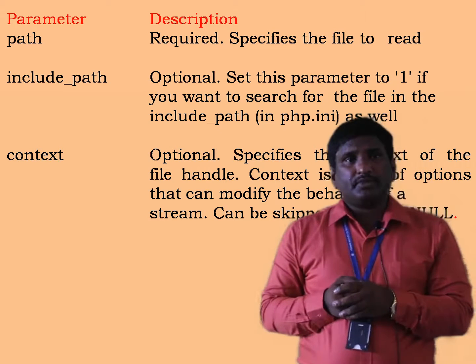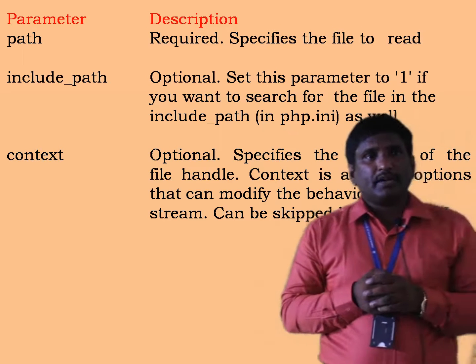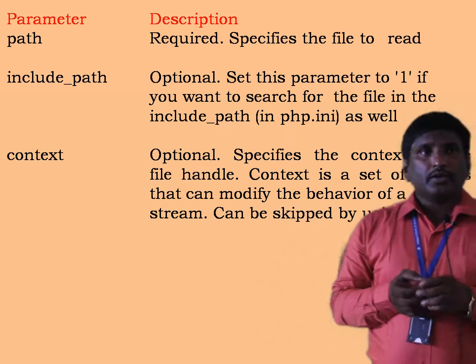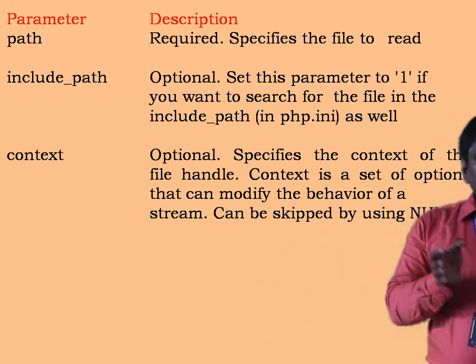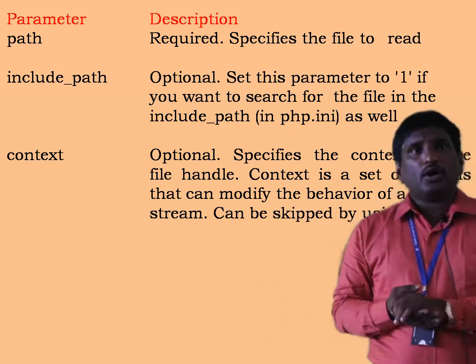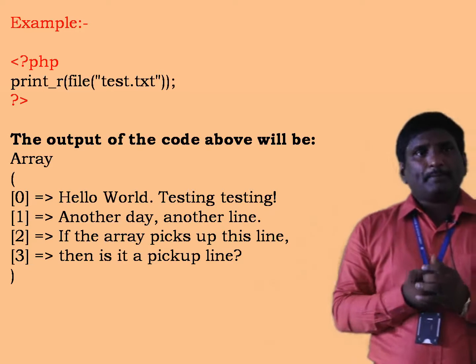It specifies the context of the file handle. Context is a set of options that can modify the behavior of a stream, and can be skipped by using null. So if you want to open the file, these are the parameters. Path is required, the remaining two are optional. Next, this is the example.